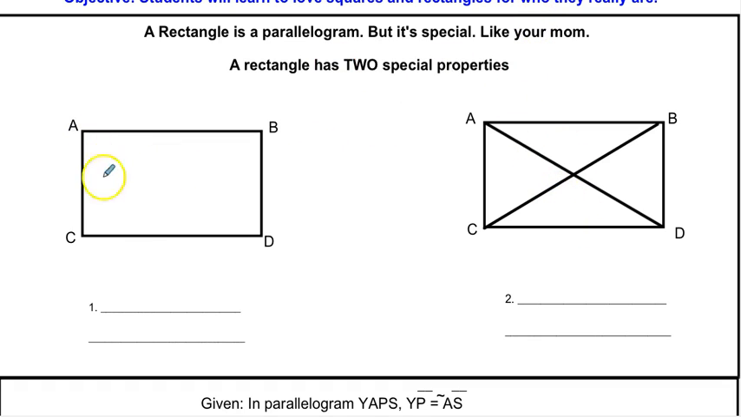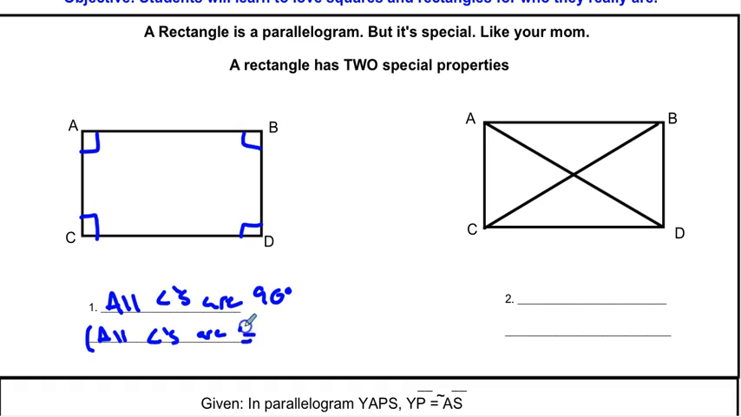The two special properties are this. One, all angles are 90 degrees. You've seen that. You know that in a rectangle, all the angles are 90 degrees. Another way that we might say that is that all angles are congruent. Now, these mean the same thing, of course. All angles are 90 degrees, so they're all congruent. But they can be referred to either way. So that's the first property: all angles are 90 degrees, also referred to as all angles are congruent.